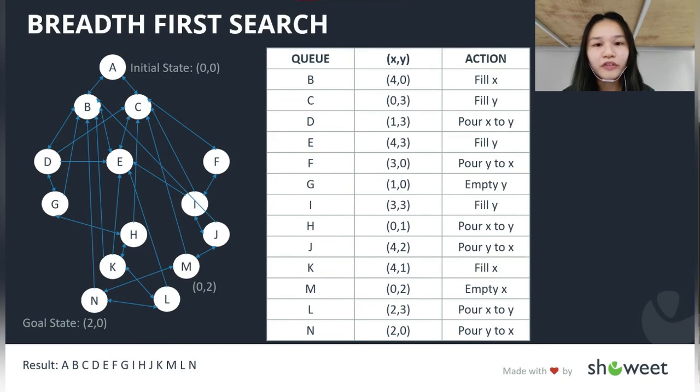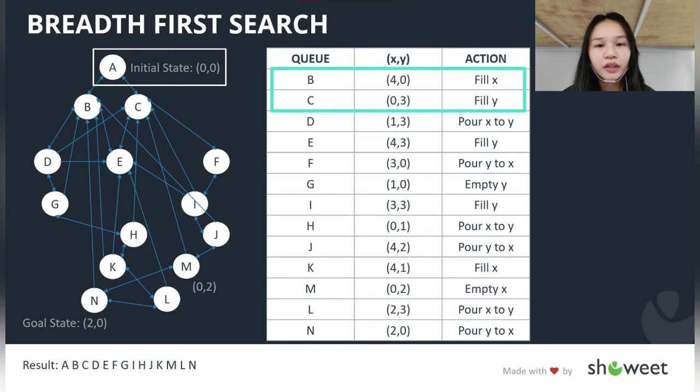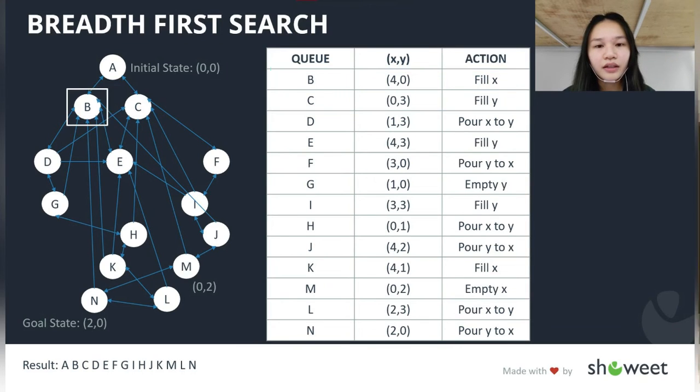For the solution with BFS, the queue starts from A (0,0) to B and C. By using the fill method, X of B is filled to become 4,0 and Y of C is filled to become 0,3. Next, B will be divided to D and E. From 4,0 of B, X is poured to Y to get 1,3 for D. Meanwhile, the Y of E is filled to get 4,3.